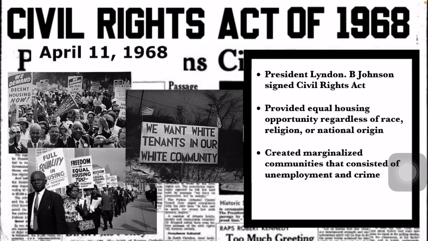President Johnson signed the Civil Rights Act on April 11, 1968, also known as the Fair Housing Act, providing equal housing opportunity regardless of race, religion, or national origin. The impact of this led to the migration of black populations moving from rural to urban cities, with white individuals taking the jobs that black communities needed, further creating marginalized communities consisting of unemployment and crime. This act was meant to prevent discrimination in reference to housing.